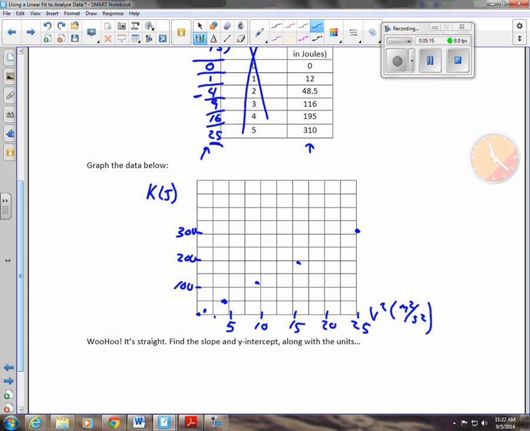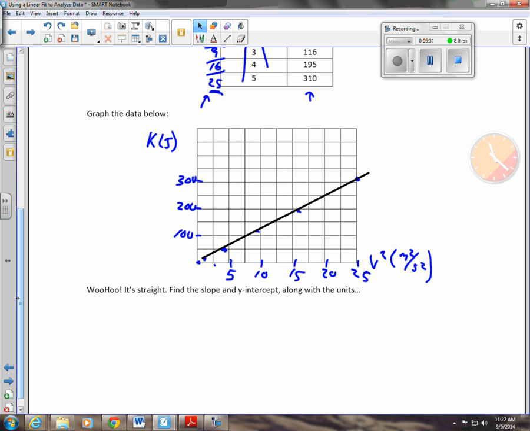Now it looks like a much straighter line, so I can draw my best fit straight line through there, like so. Okay, now I can go back to use my technique. All right, so I'm going to pick 2 points that lie on the line. For me, it looks like this one does. Okay, that point was 25 and 310. And down here, it goes through 0, 0. So I can use that point.